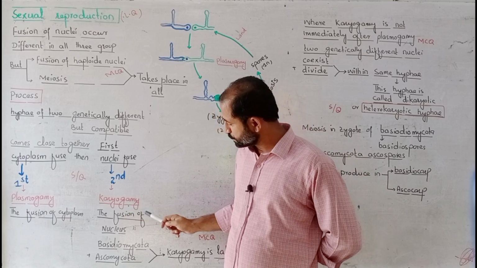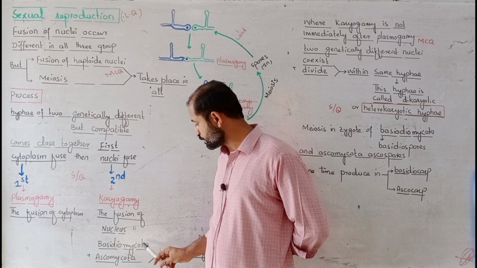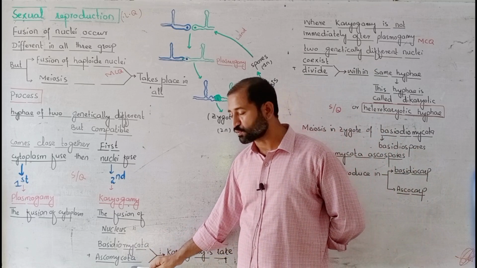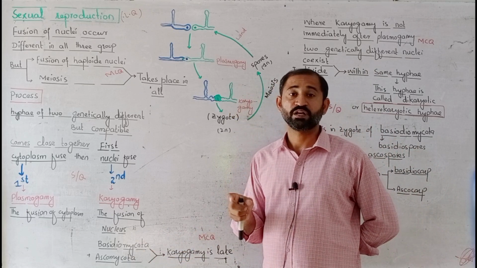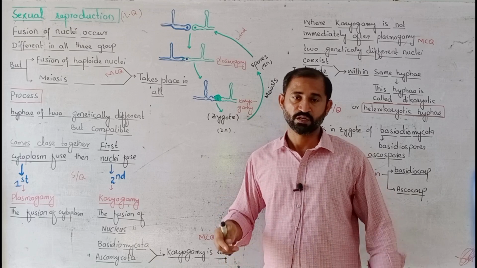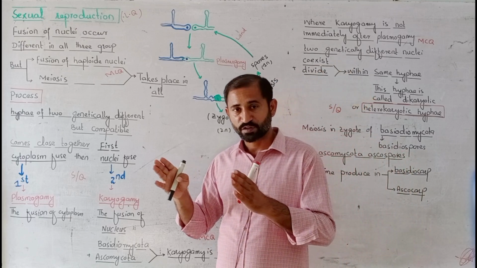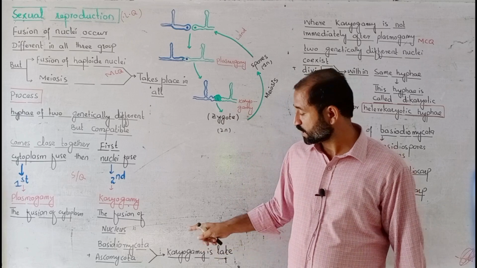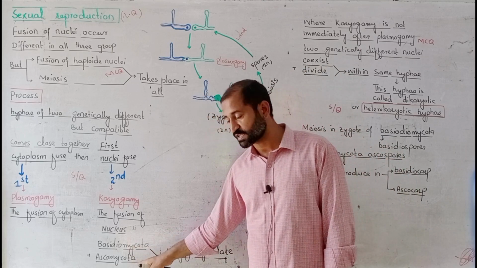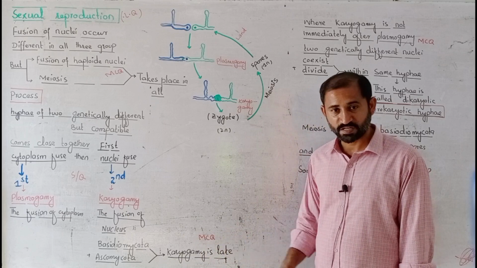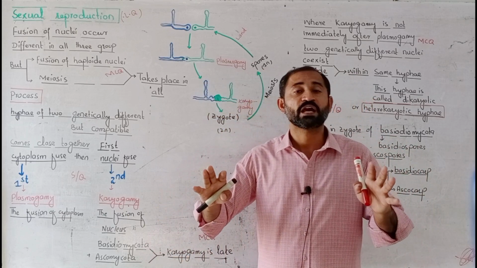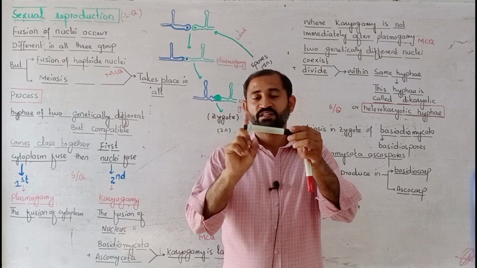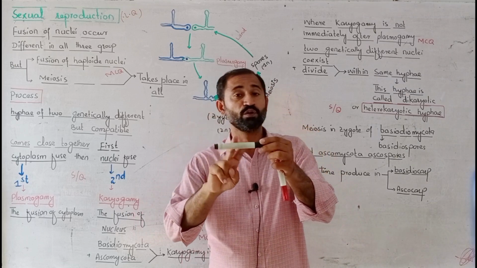In karyogamy, the fusion of nuclei, there are 2 different groups: basidiomycota and ascomycota. Karyogamy is late, meaning in basidiomycota and ascomycota, the fusion of nuclei does not take place immediately after plasmogamy. There is a time gap required for this process to complete. So in these two groups the karyogamy is late. That one is an MCQ. It means that if karyogamy does not take place immediately after plasmogamy, the hyphae are now single, and in this hypha two different nuclei are present.